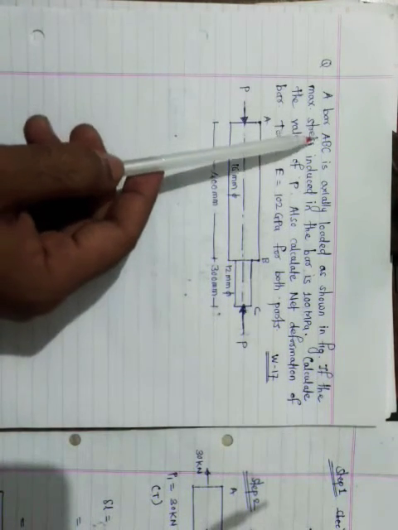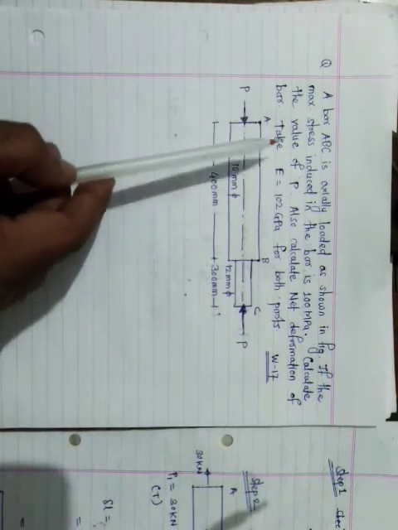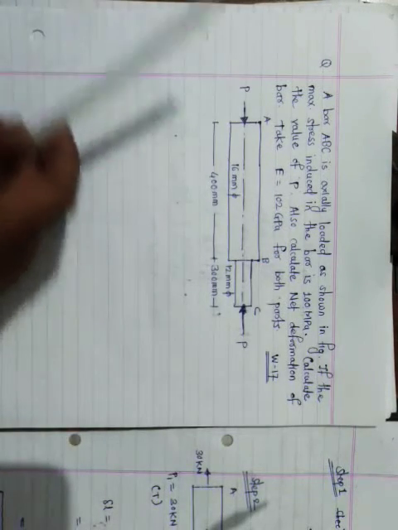A bar ABC is loaded as shown in the figure. If the maximum stress induced in the bar is 100 MPa, calculate the value of P. Also calculate the net deformation of the bar. Take E equal to 102 GPa for both parts. This question was asked in winter 2017 for 8 marks, for the G scheme paper. Okay, I am repeating the problem once again.